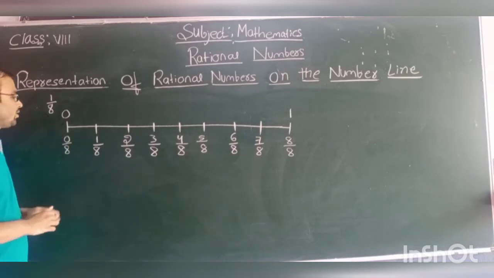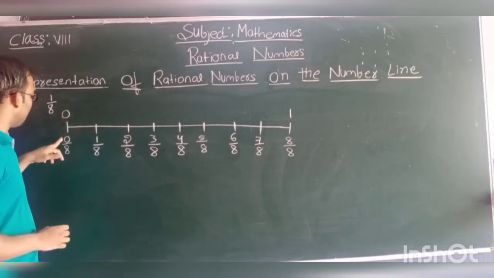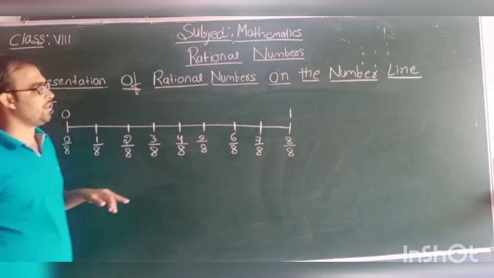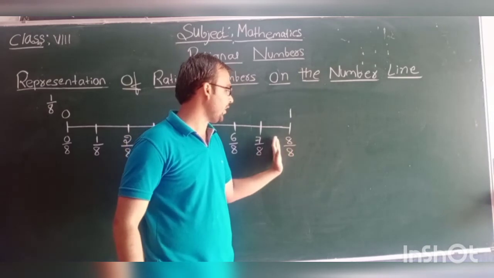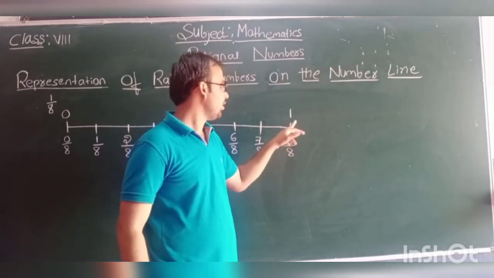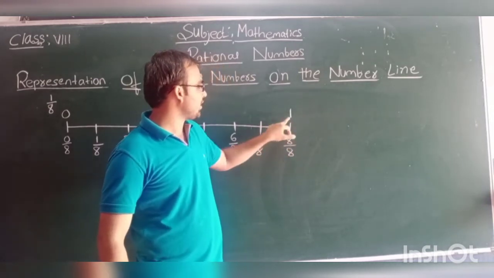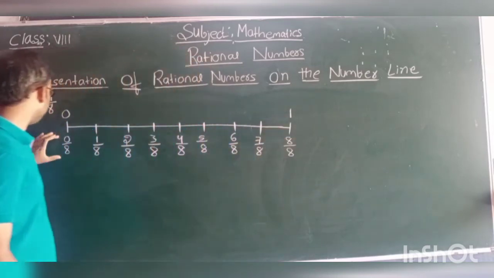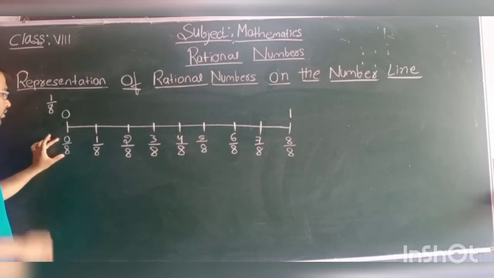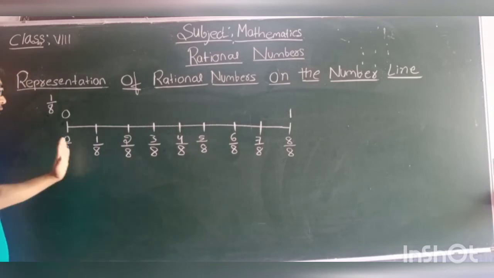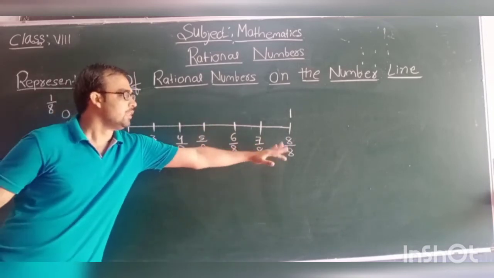So look at here, students, 0 by any number is what? 0 only. And look at here, 8 by 8 is there. So what are we getting? 8 by 8, when you cancel 8 ones 8, we are getting 1, no? So this represents 1, and this represents 0. You can write this or you can leave this. It is not necessary, but you need to write from here to there.